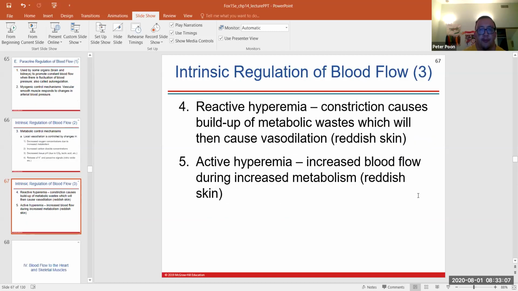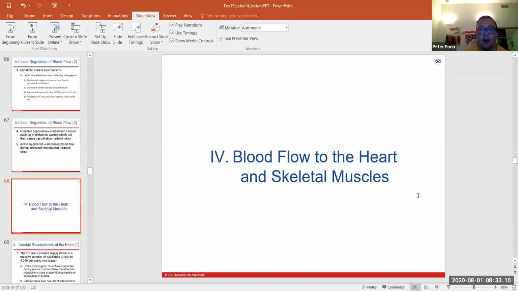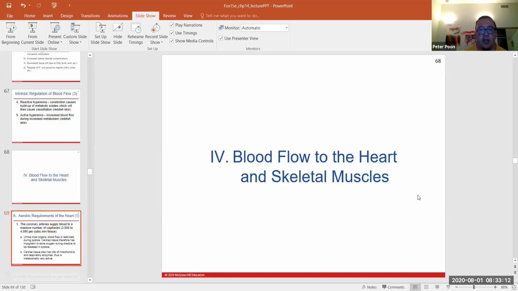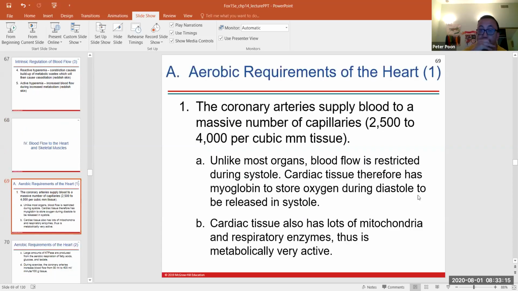Step forward a little bit. Blood flow to the heart and skeletal muscles. The coronary arteries supply blood to the massive amount of capillaries. Unlike most organs, blood flow is restricted interstitially, because the heart is actively beating. The cardiac tissue has to store the oxygen, and that's what myoglobin is.